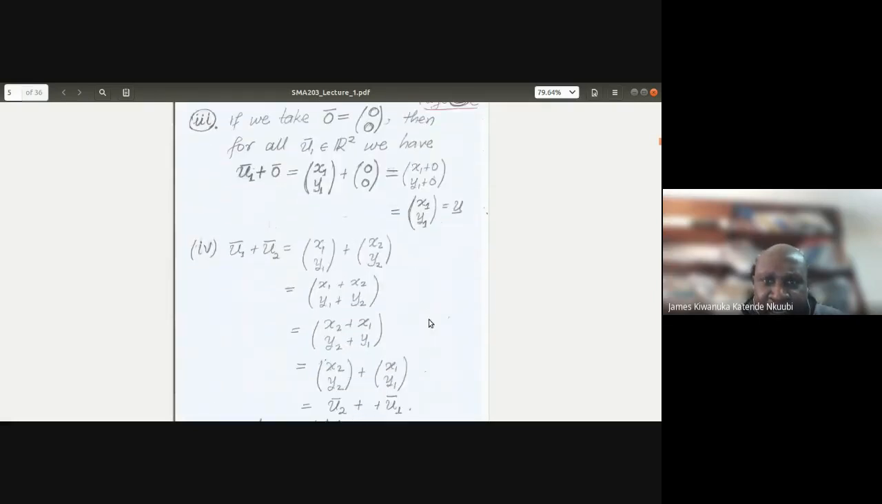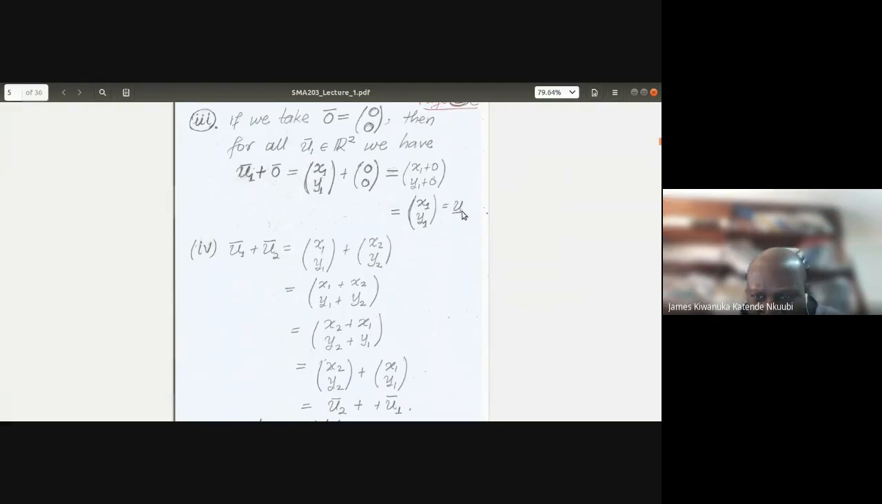Now the next property is we need to find an element in the set R2 which behaves like 0. In other words, an element which when added to any other vector does not change the vector. So if we set 0 to be the vector where both the first and second components are 0, then for all vectors in R2, u1 plus 0 will still give us u1.